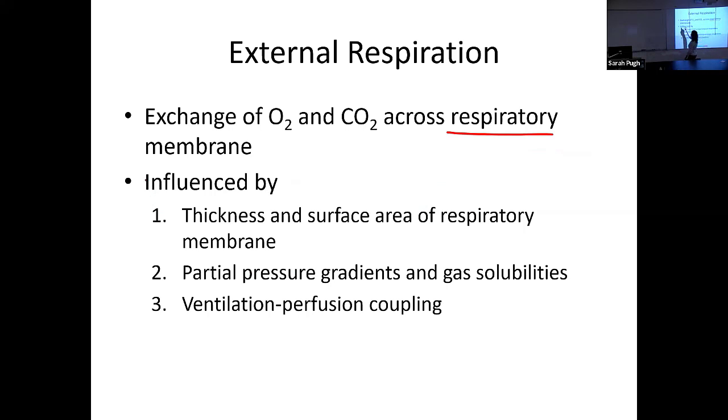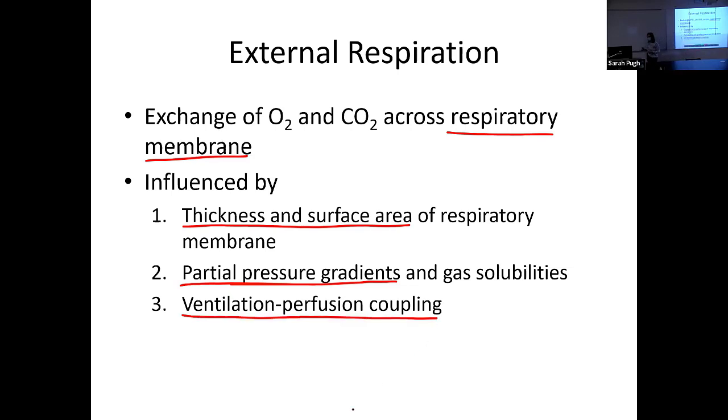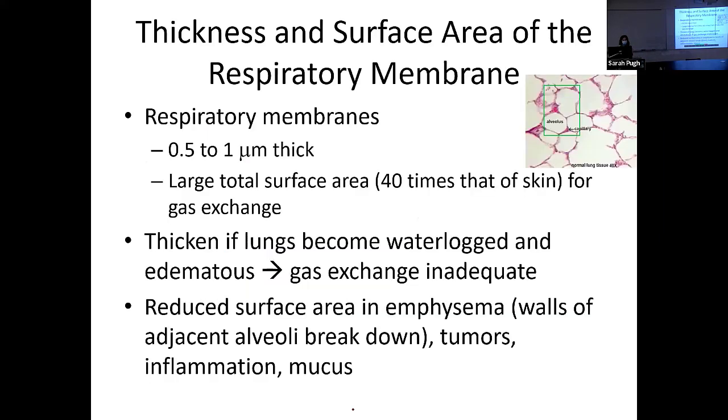So in terms of external respiration, this is going to be influenced by three different things. One is the thickness and surface area of the respiratory membrane. The thicker that membrane is, the harder it's going to be to drive gases across. Okay, the thinner it is, the easier it is. Another thing that will influence external respiration is partial pressure gradients and gas solubilities. And we'll talk about these in a few minutes. And then the last one is something called ventilation-perfusion coupling. So we're going to talk about all three of those and how they influence gas exchange at the lungs.